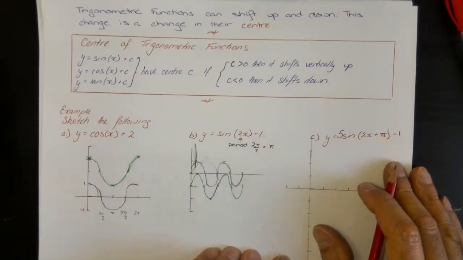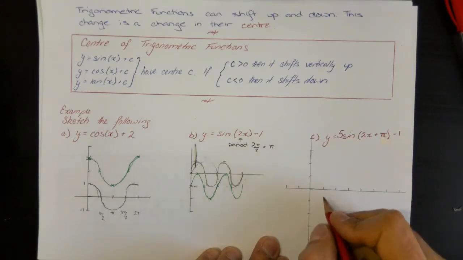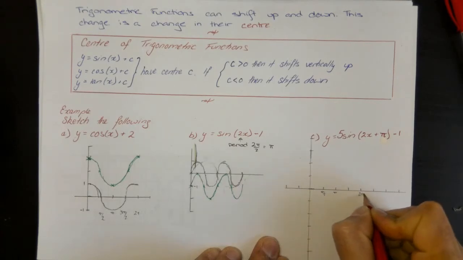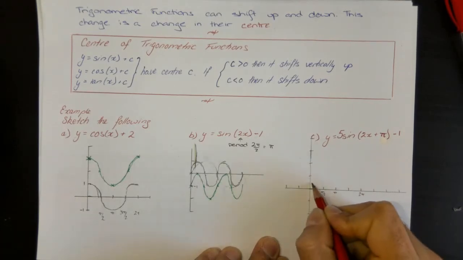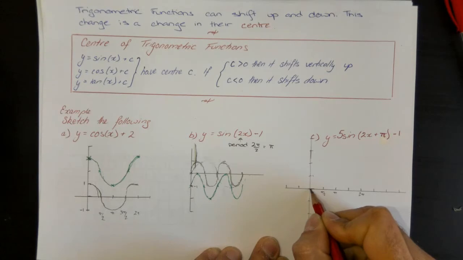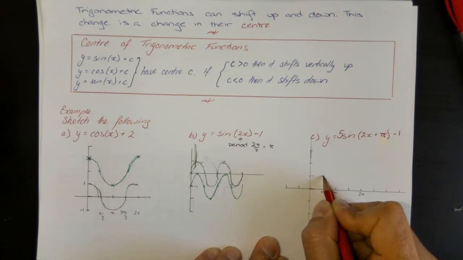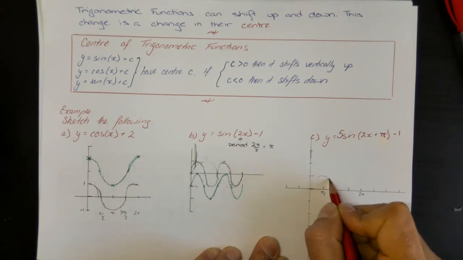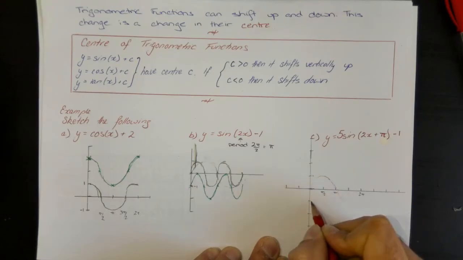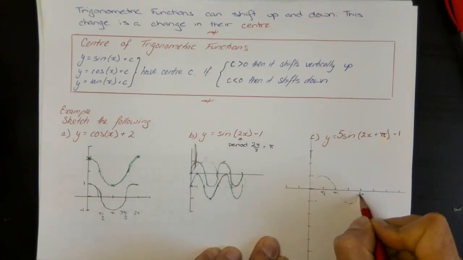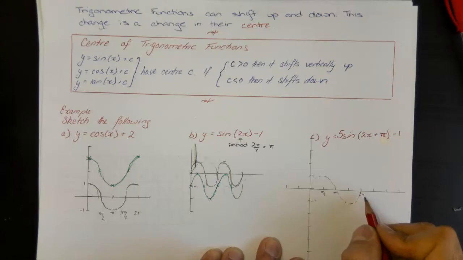Okay, so we've got the normal sine. So this is pi on 2, pi, 2 pi. So normal sine curve. There, that's 1. Yep, minus 1. Okay, so that's your normal sine curve, rough sketch.